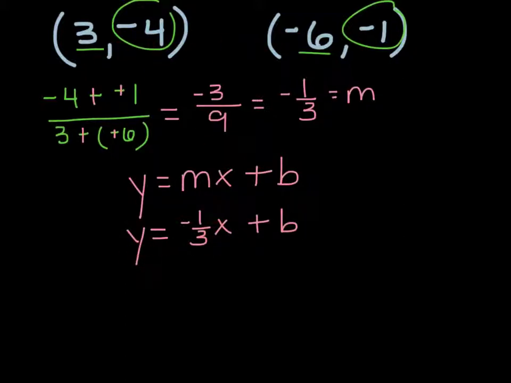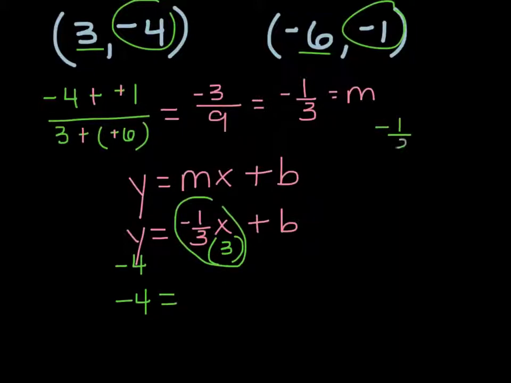So I'll take the first one. Instead of an x, I'm going to put a 3. Instead of the y, I'm going to put a negative 4. Alright, so I have negative 4 equals, I just need to work this out, negative 1/3 times 3. So I'm going to come over here and do that.